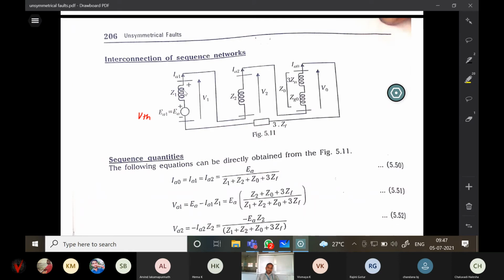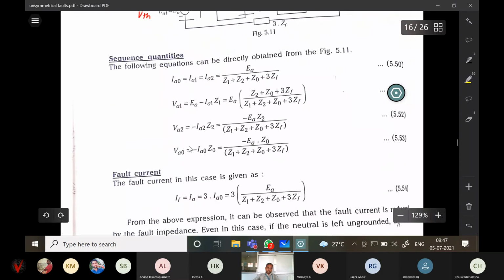and in the place of Z1, Z2, Z0, the same thing. So instead of reactance, we can show it in terms of impedance like this. This is Z1TH, similarly Z2TH, and this is Z0TH. Represent it like this, and this will become 3 into ZF, same as it is. So the interconnection of sequence networks is also the same, only the quantities change.